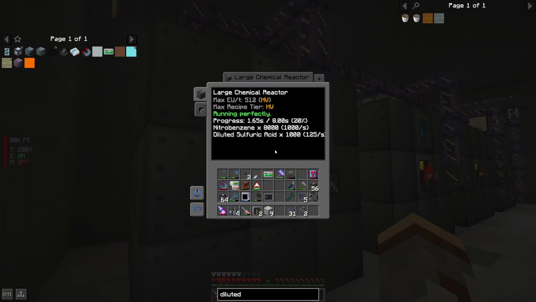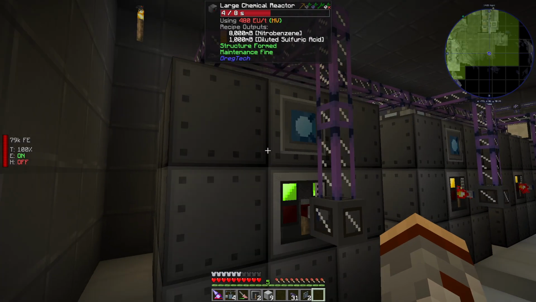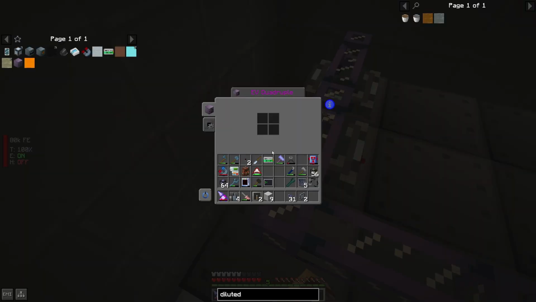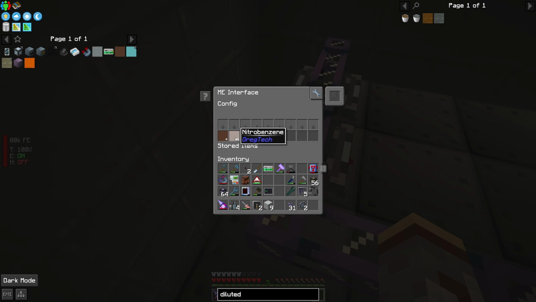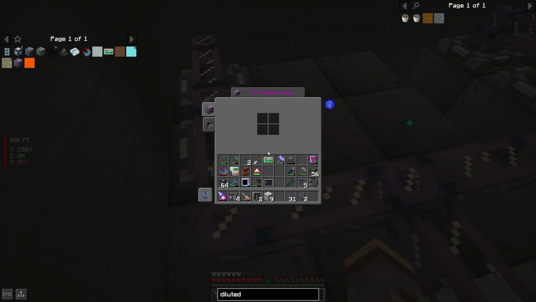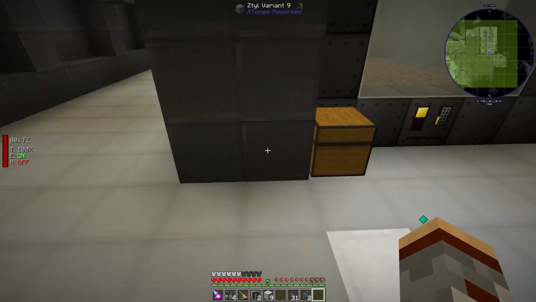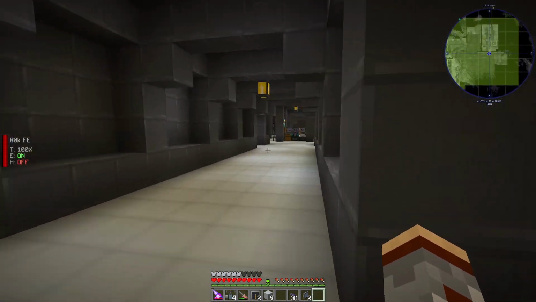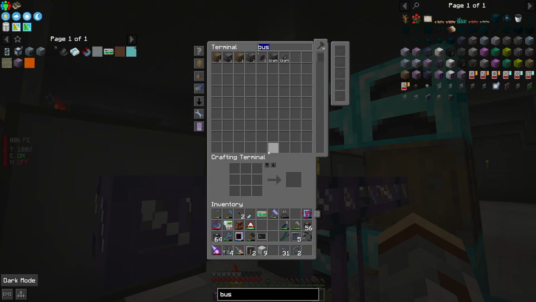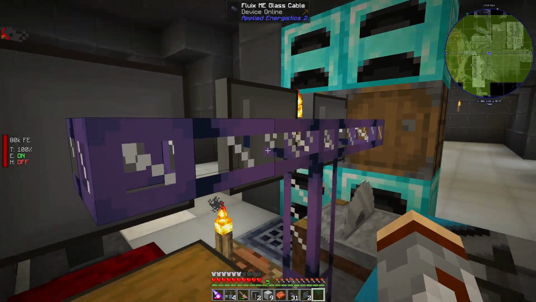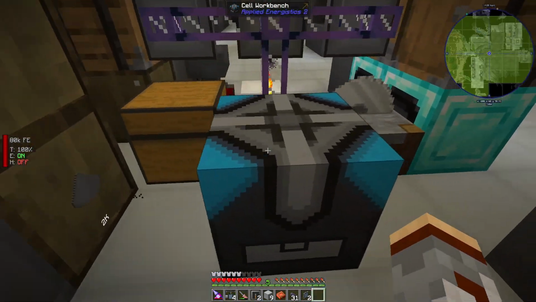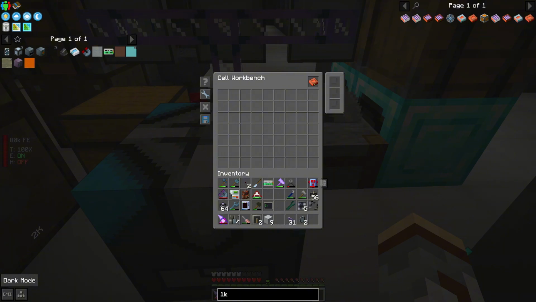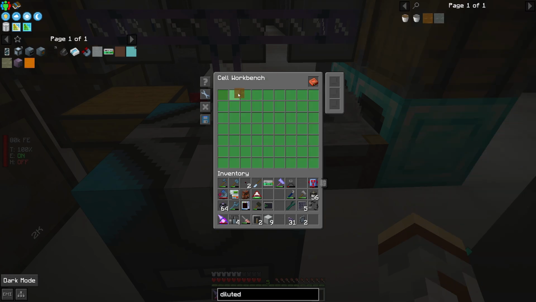It should be distributing nitrobenzene and diluted sulfuric acid. I don't think I set up... Yeah, I didn't set up those cells. So let me go and take care of that. We should have a 1K anyway, so that'll work. Okay, so nitrobenzene and diluted sulfuric acid.